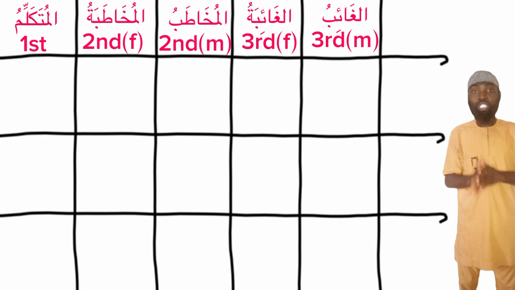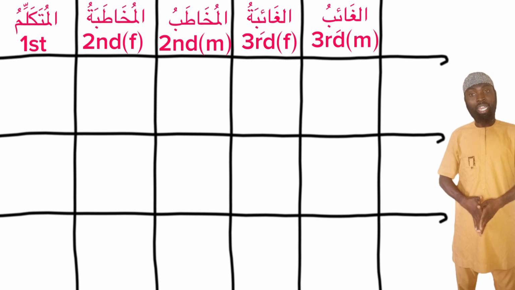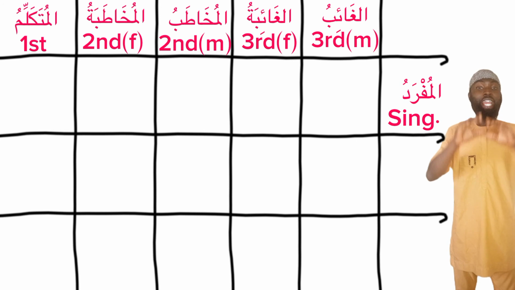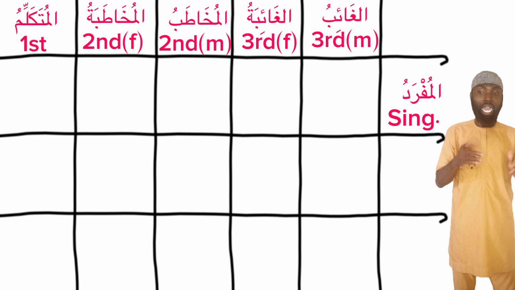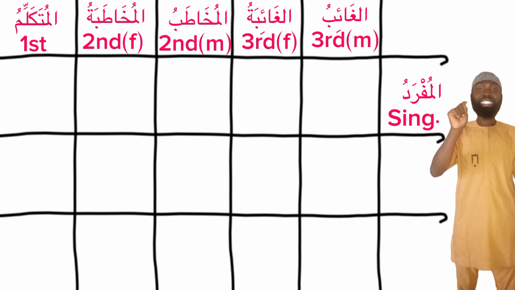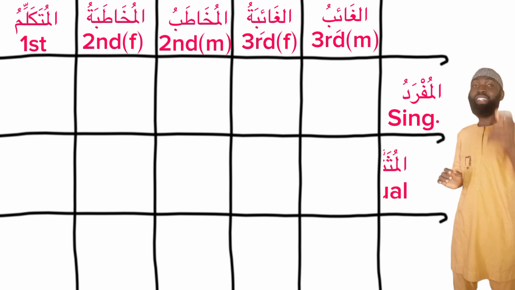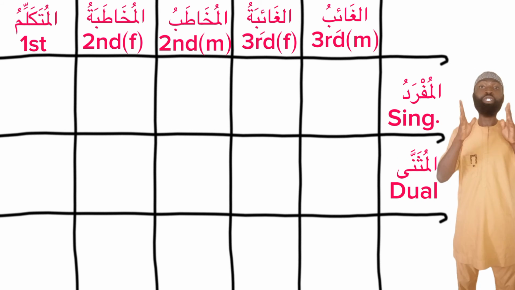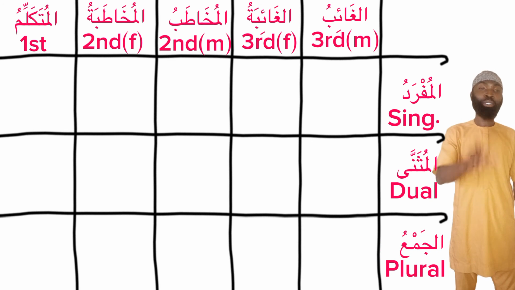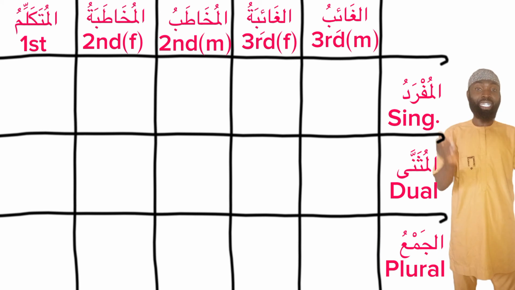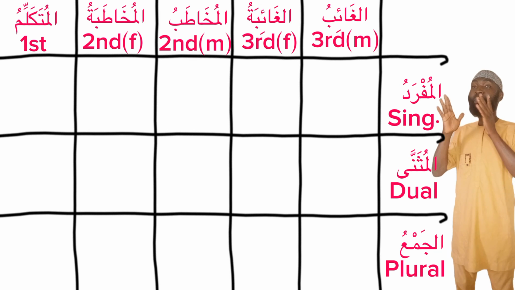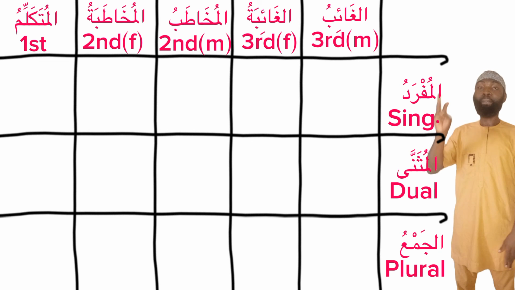Now on the rows, you will also have 3 rows here. The first row, you will have al-mufrad, which is the singular. When the present tense verb is coming in the singular, they will all be in this row. And the second row, you will have al-muthanna, which is the dual, when they are 2. And the third row, you will have al-jam'u, which is the plural, when they are many. Now, having said all of this, let's now fit in the present tense verbs using the 3 patterns that we have.